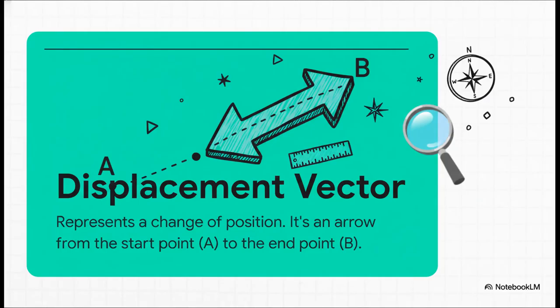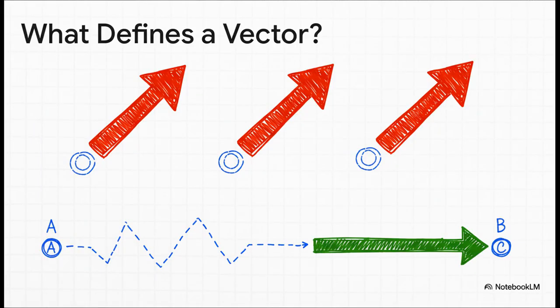So let's meet our first and simplest vector, the displacement vector. The best way to think about it is like an arrow on a treasure map. It points directly from where you started, point A, to where you ended up, point B. The length of that arrow tells you the distance, and the direction it's pointing, well, that's your direction. Simple as that.